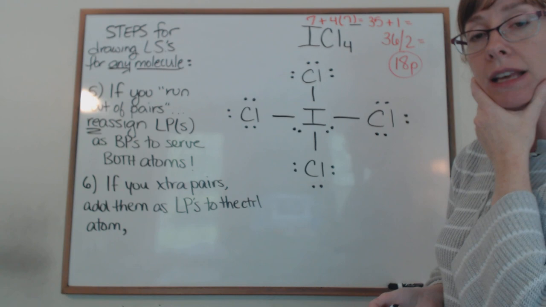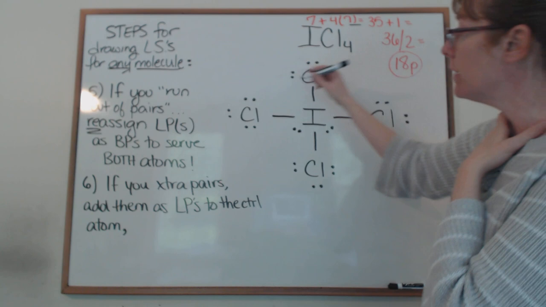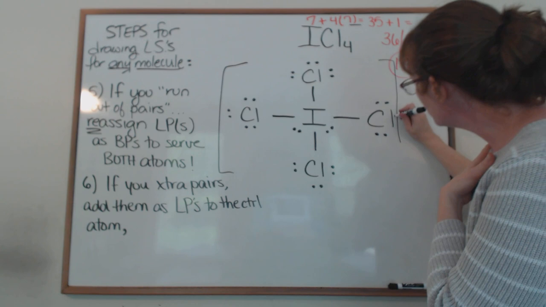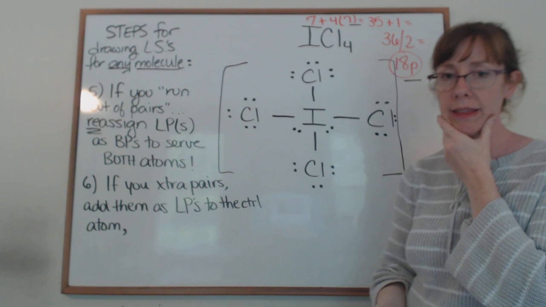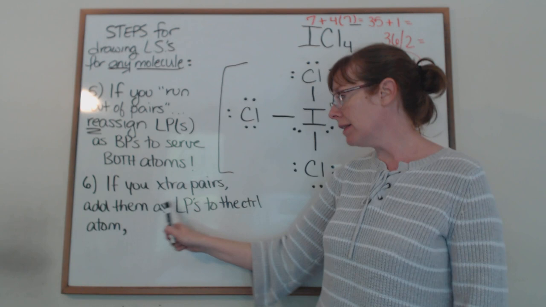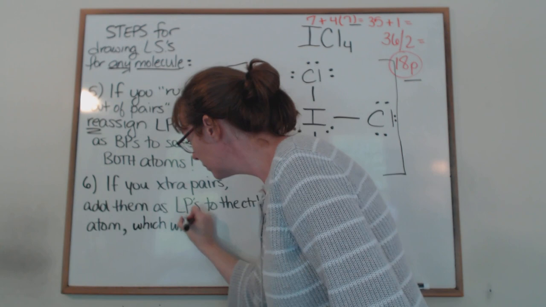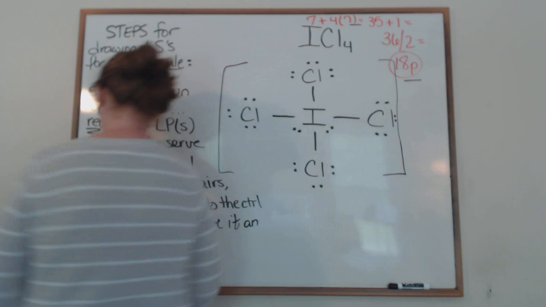Now let's make sure it's perfect though. That negative charge needs to show up, whoops, on your Lewis structure outside of the bracket. So make sure you write that in there. That's the correct Lewis structure. But let me finish my sentence. If you have extra pairs, add them as lone pairs to the central atom, which will give it what's called an expanded octet. Expanded octet. In other words, it has more than 8.